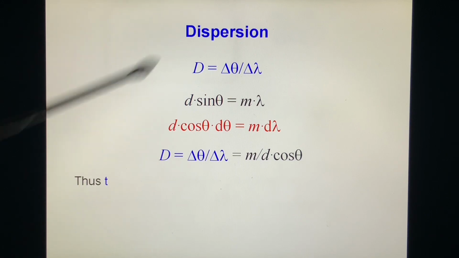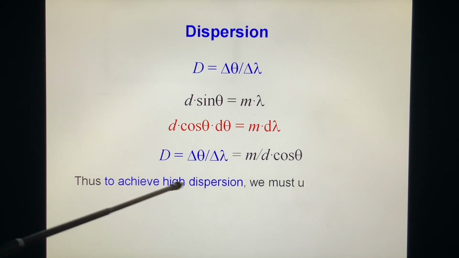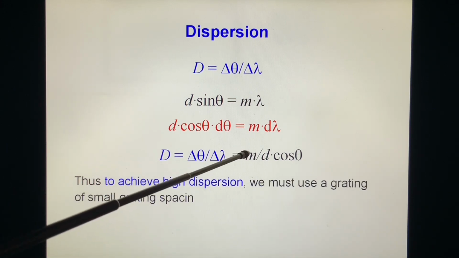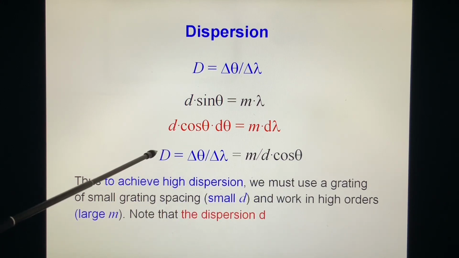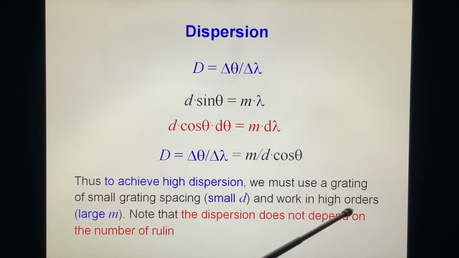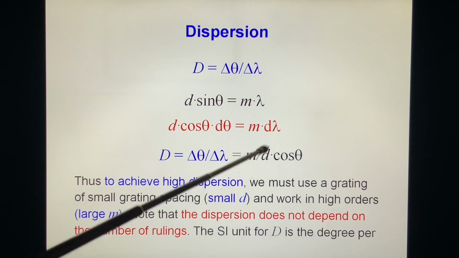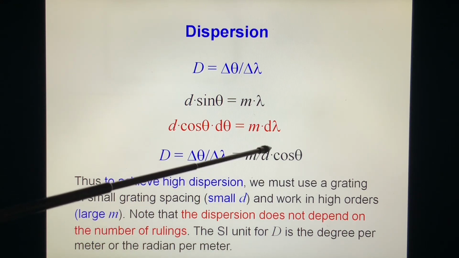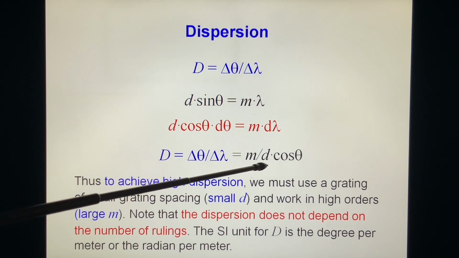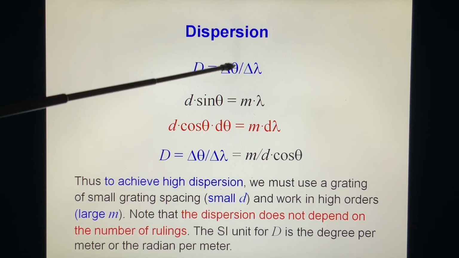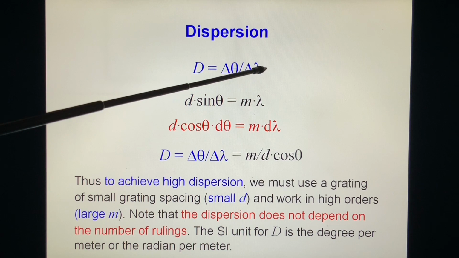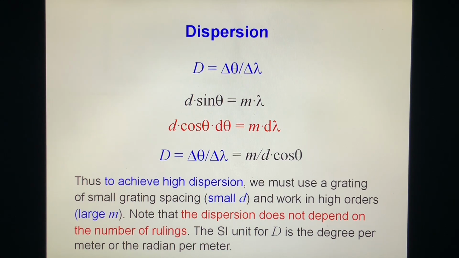So we look at this. To achieve high dispersion D, we must use a grating of small grating spacing d. The smaller d is, the larger D is. And work in high order, that is, large m. Note that the dispersion does not depend on the number of rulings N of this grating. The unit for D is angle per meter, or radians per meter.